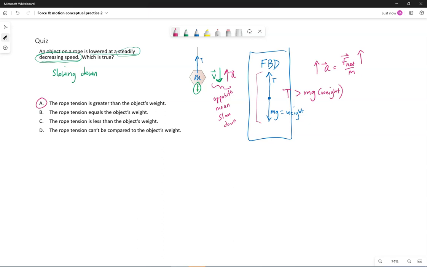This reasoning process is very helpful when we solve problems.